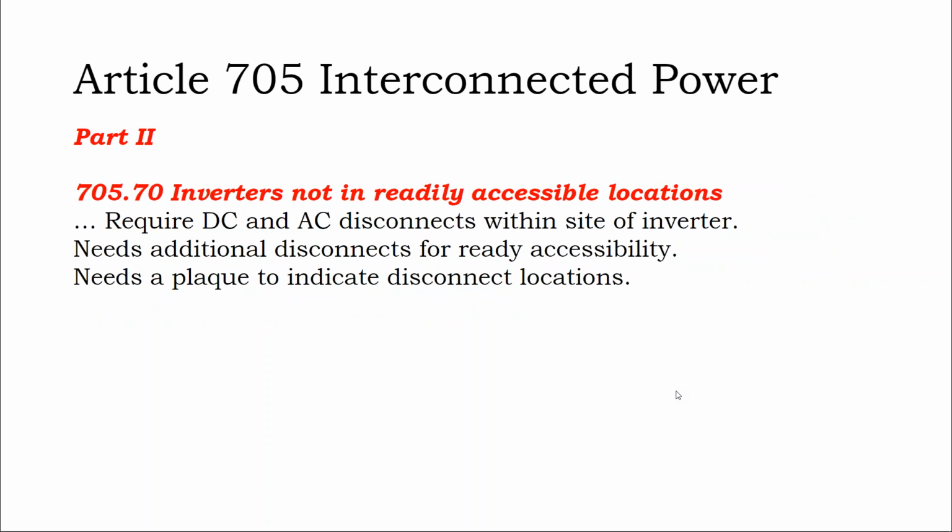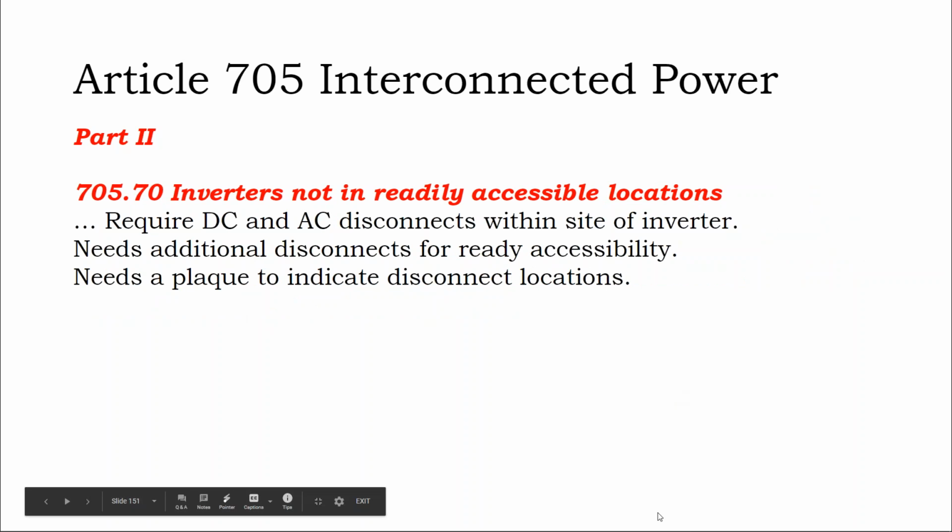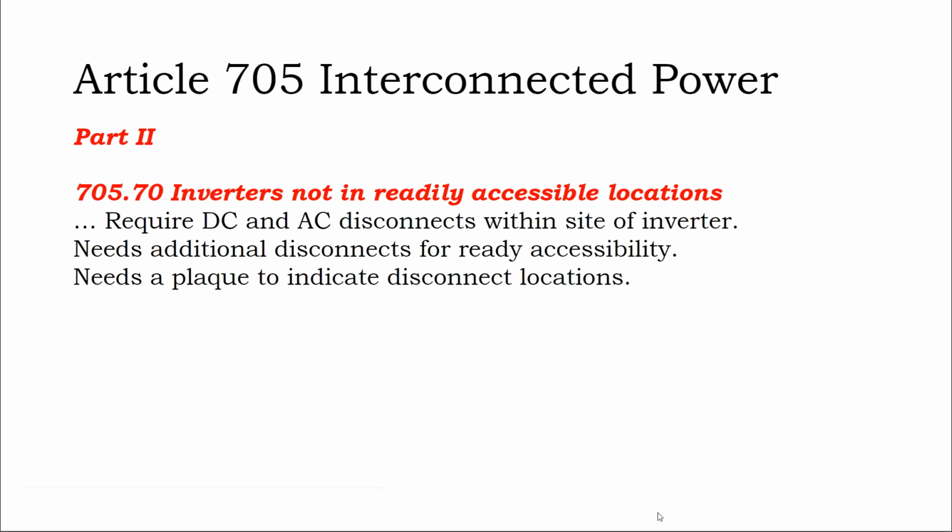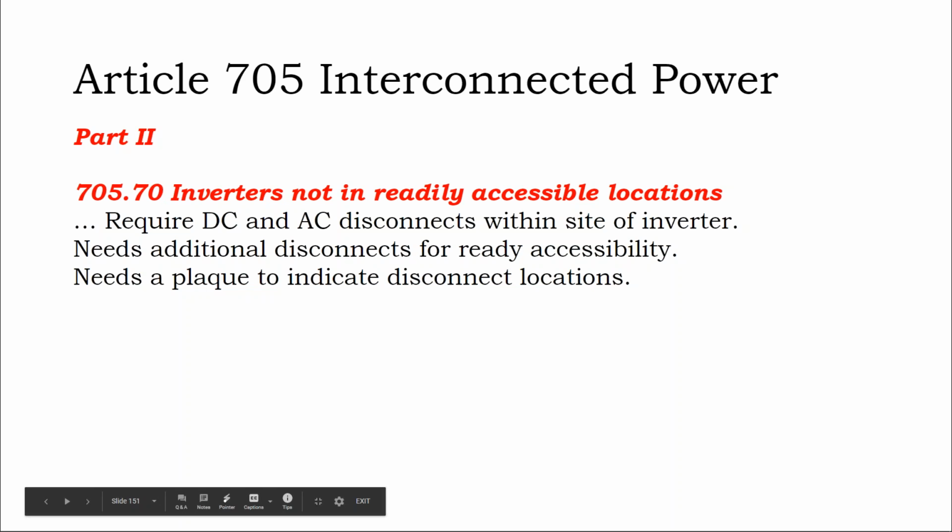If the inverters are not in readily accessible locations, then they need to have disconnect switches within sight of the inverter. Basically, there needs to be a disconnect switch that a worker can look at and use when they're working on the equipment. There also needs to be a disconnect switch where emergency responders, who are just pulling up to the house right at the electrical service, can press to de-energize the system.